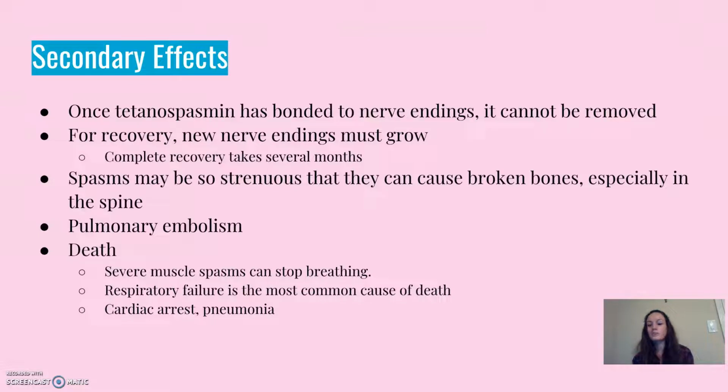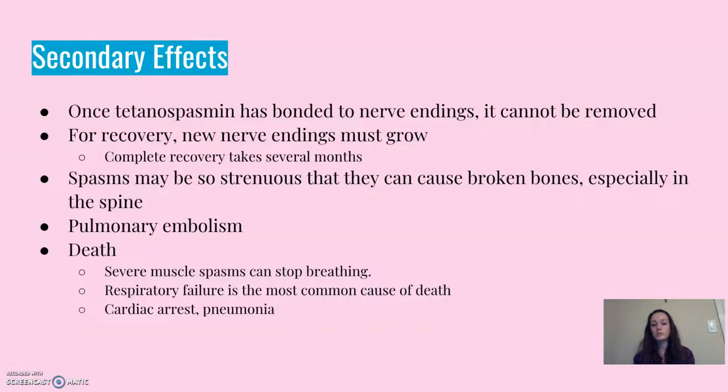So, some of the further complications of tetanus. Once tetanospasmin has bonded to your nerve endings, it can't be removed. So really you just have to wait for new nerve endings to grow, which can take anywhere from 2 to 4 months, like I said before. In that time, some of the secondary effects may be broken bones because you have really severe spasms. Like you saw in that picture before, the man who had his back arched really had a huge arch in his back, that could have caused a broken bone because he had a really severe spasm there.